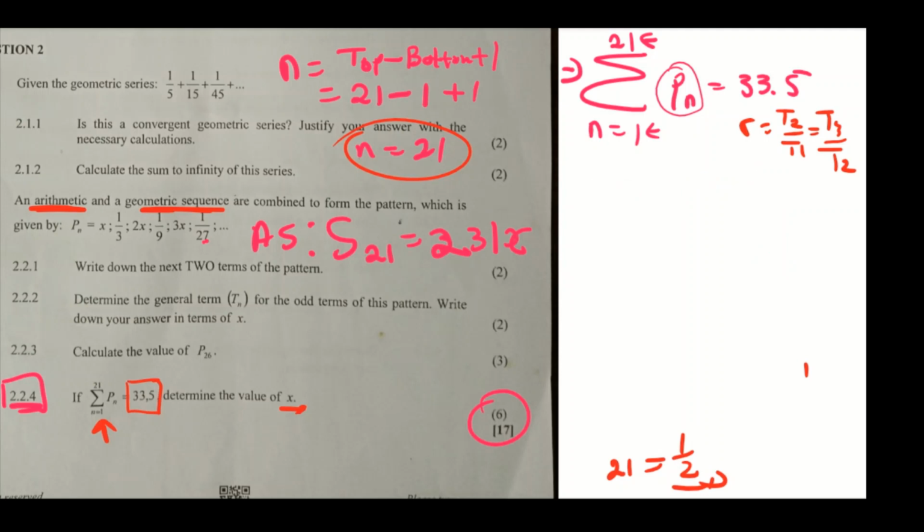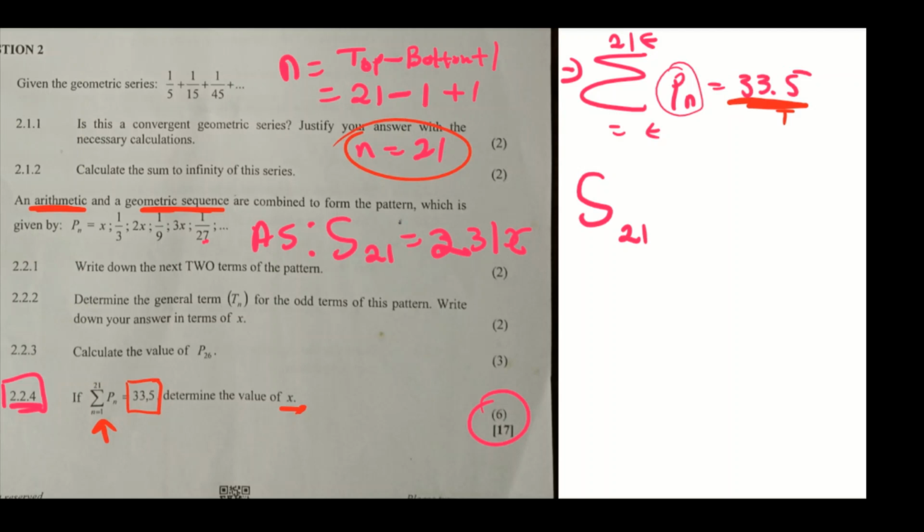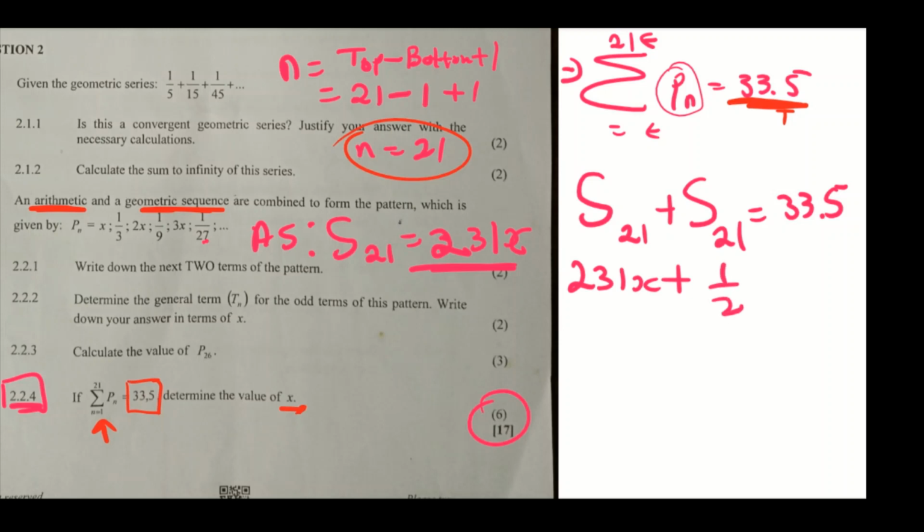And equate to the sum that you were given. What is the sum that you were given? It is this one here. So you're going to say the sum of 21 terms for the arithmetic plus the sum of the 21 terms for the geometric will give you 33.5, right? What is the sum of the arithmetic sequence? It is 231x, right? Plus, what is the sum of the geometric? It's 1 over 2, is equal to 33.5, right?